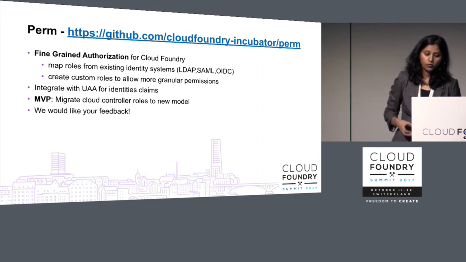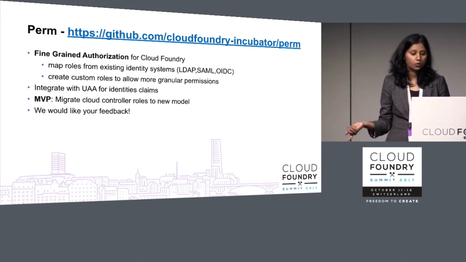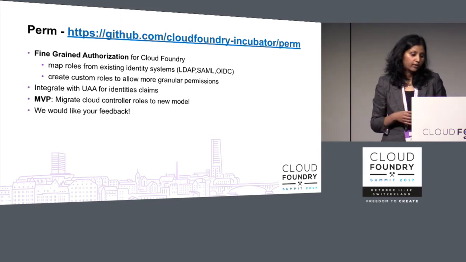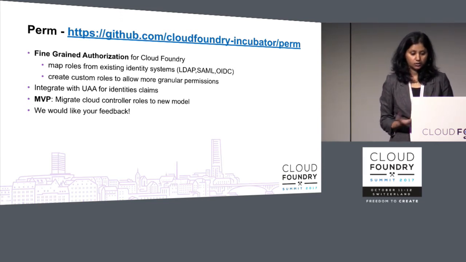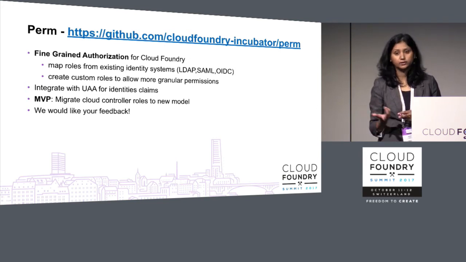So UAA has the ability to read group memberships for a user from LDAP, SAML, or OIDC. The idea is that we can feed this into this PERM system and have it evaluate policy and grant the right kind of access. There is also subsequent work that is going to happen around creating custom roles.